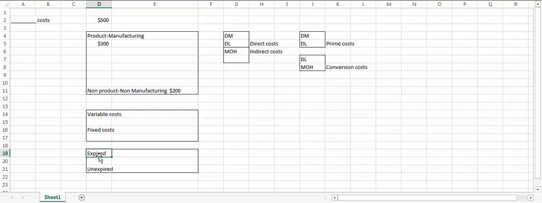Another common classification is to look at the costs from the perspective of the financial statements. So if we are, again, discussing $500, we could break it down between what has expired and what is unexpired. If it has expired, then it would be on the income statement as an expense. And any amount that is unexpired would be on the balance sheet as an asset.